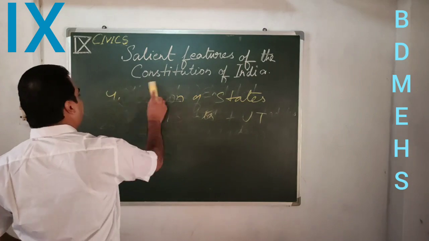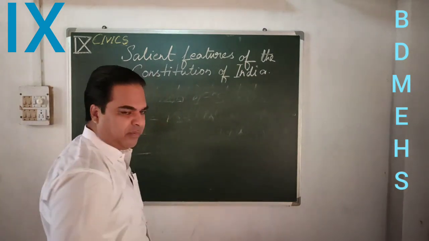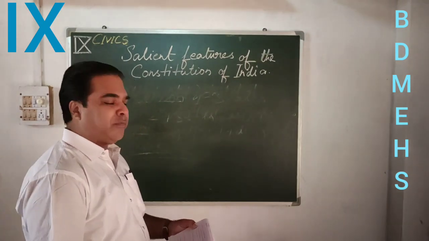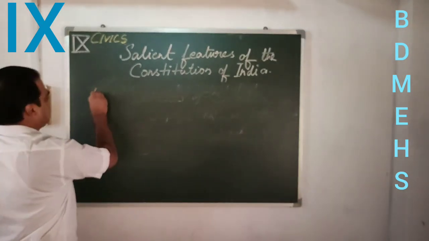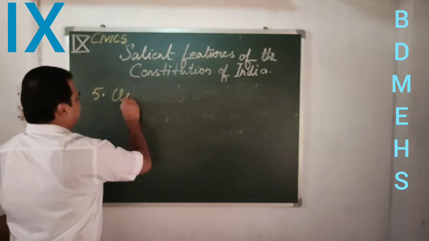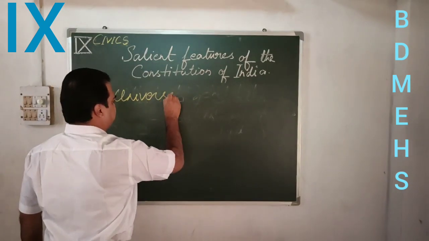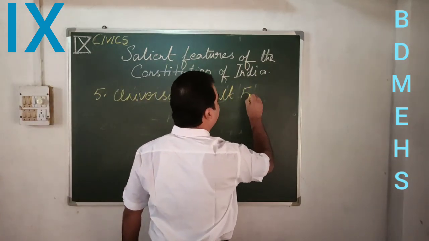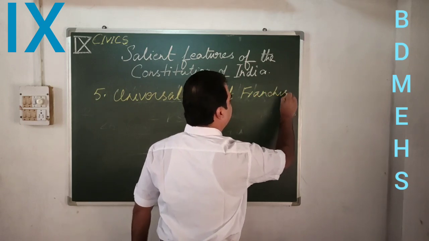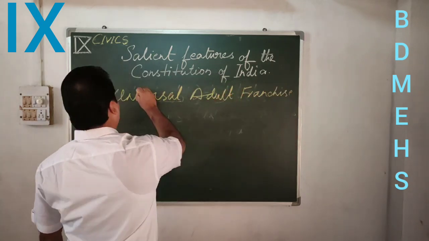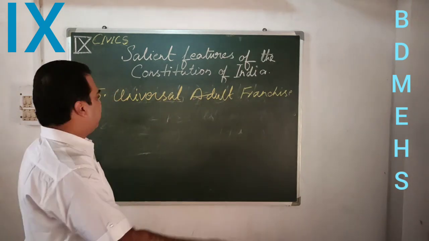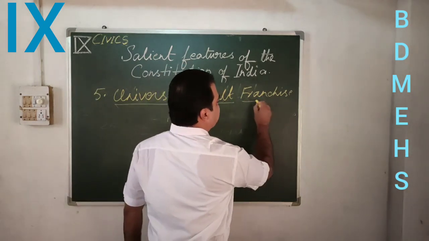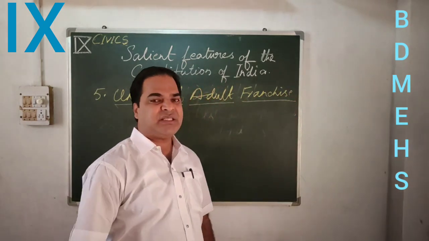Now, next one, number 5 we have is universal adult franchise. What is the meaning of universal adult franchise? Universal means all over the world. Adult means one person who becomes 18, they are called as adult. Franchise means right to vote. Franchise means right to vote.